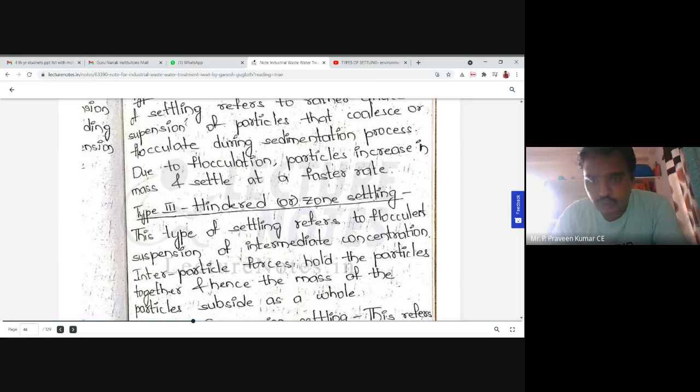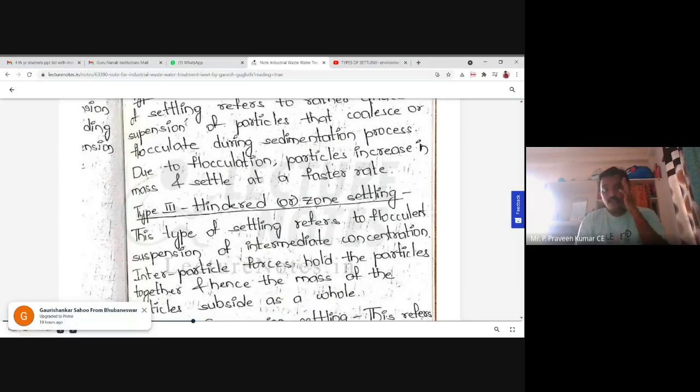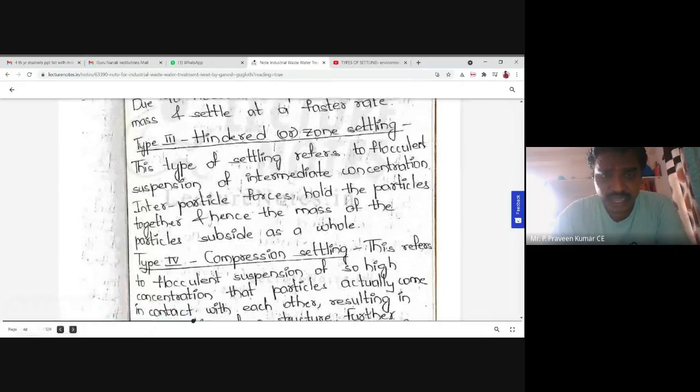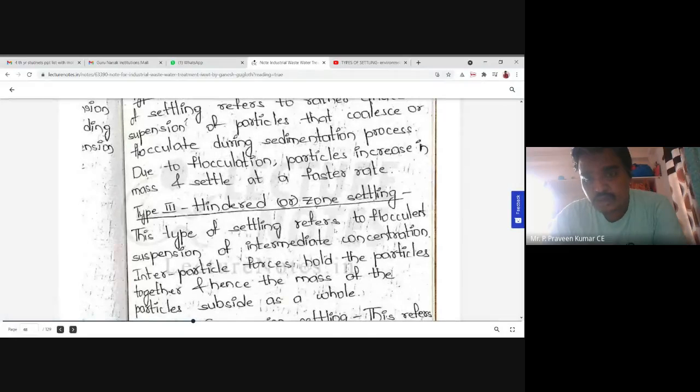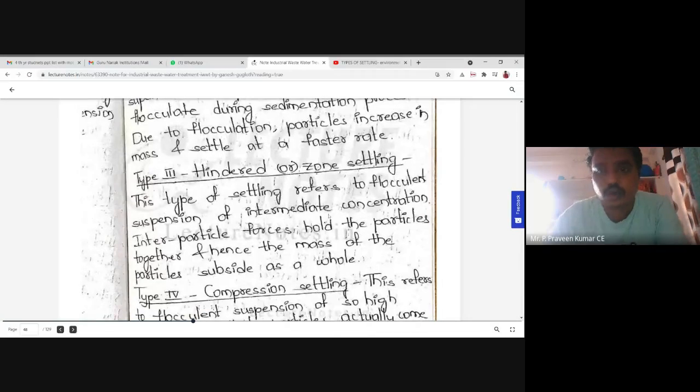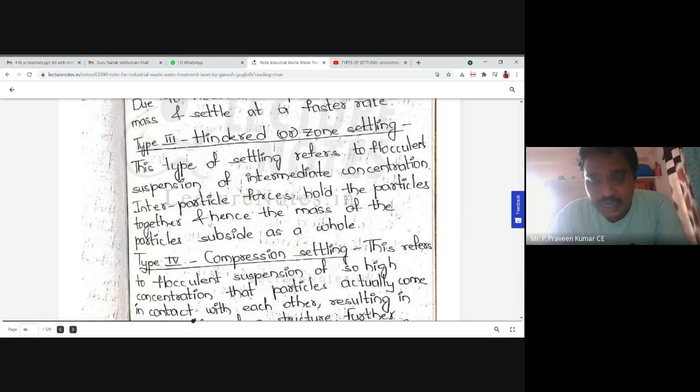Why it will be made into a zone means here the waste particles are very high in this particular treatment. At that particular time it will be made into a group, and that group will be named a zone. Why it will be made into a zone means due to the suspension concentration. If this happens, automatically a group of particles will be formed together, and then automatically it will be made into a floc. Floc is nothing but the mass of the particle will be very high.